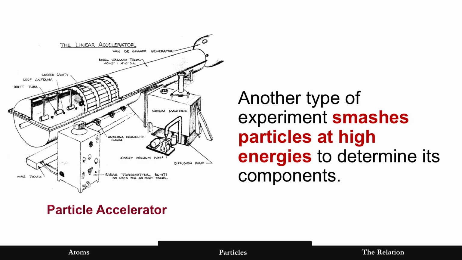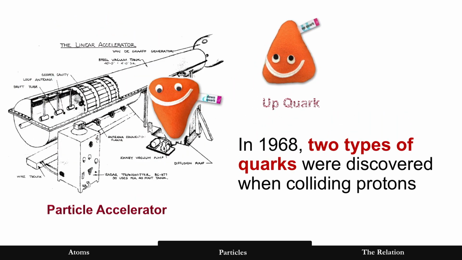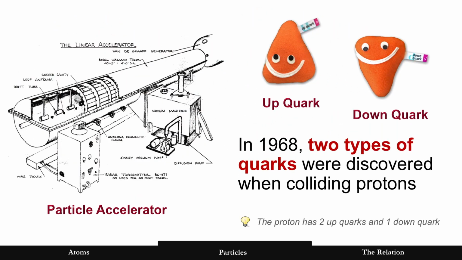Now, meanwhile, there's another type of experiment that smashes particles at high energies to determine their components: particle accelerators. And in 1968, protons were smashed together and two types of quarks were discovered. A proton really has three different quarks, two up quarks and one down quark. Neutrons similarly also have three quarks, made of the same two components, up quark and down quark. So now we have more particles that have been discovered, again, that are smaller than the atom, in this case components of the proton.